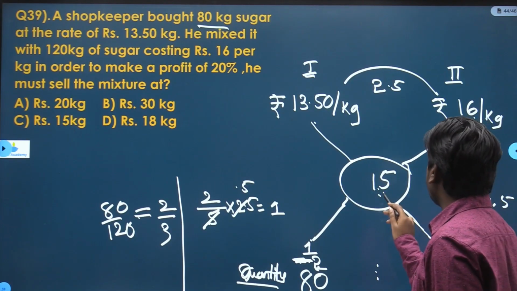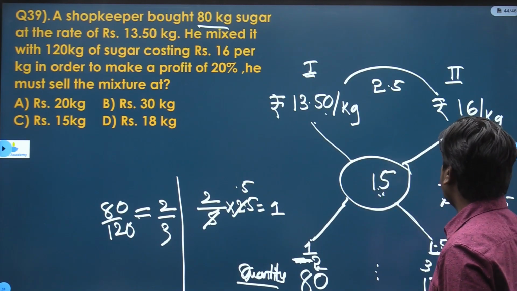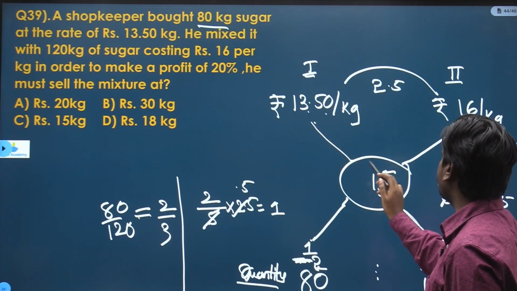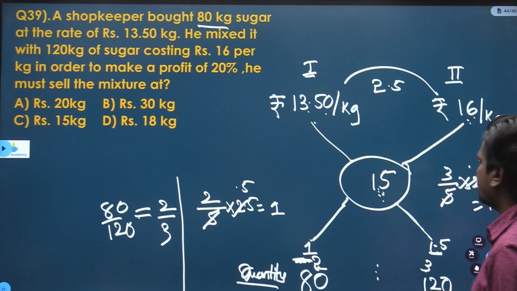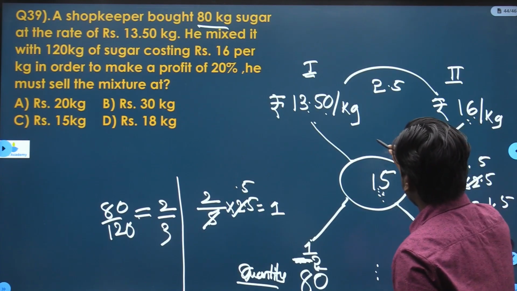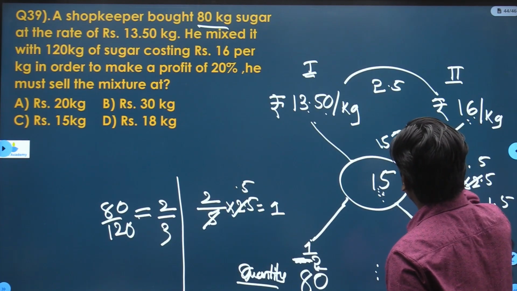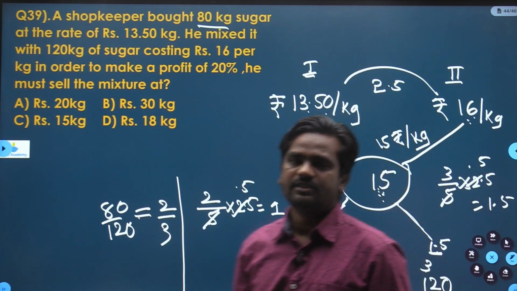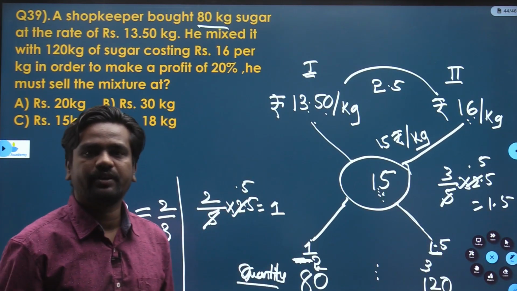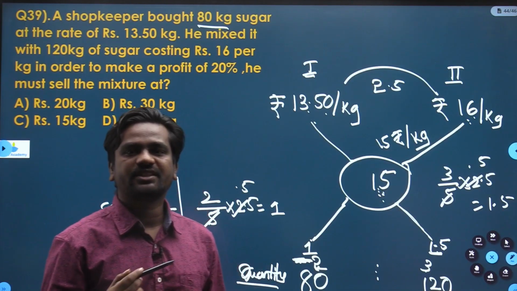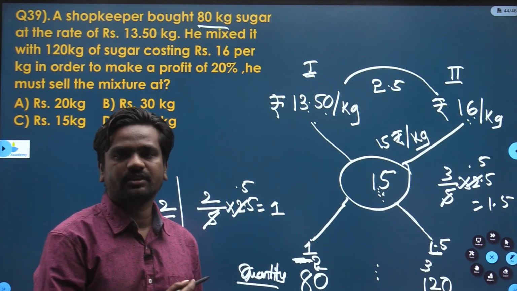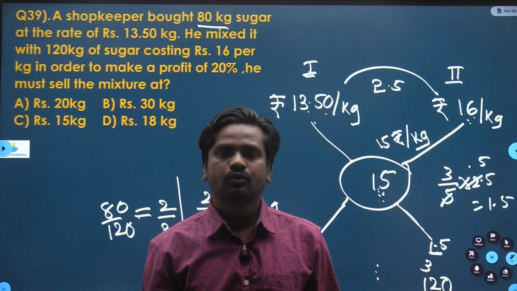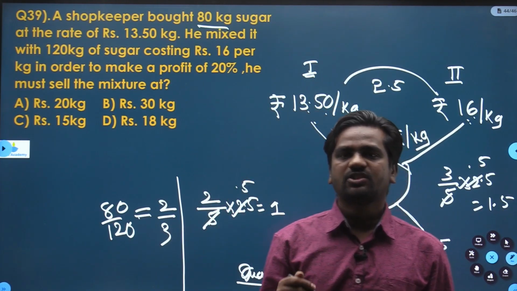Here 15 minus 13.5 is 1.5, right? So we got 15, which is nothing but the price of the mixture. This is the price of the mixture. So in the chapter of mixtures and alligations, we will find the mixture's price by using this method.